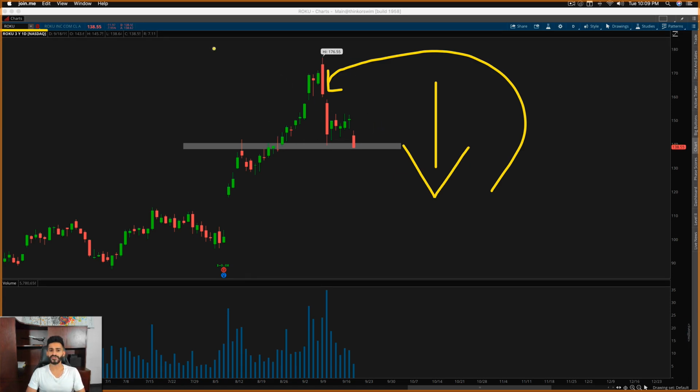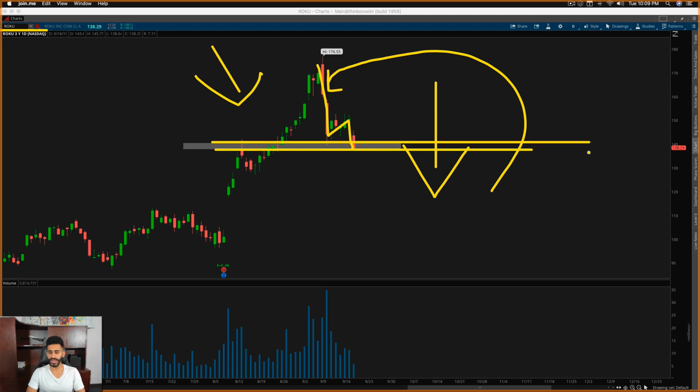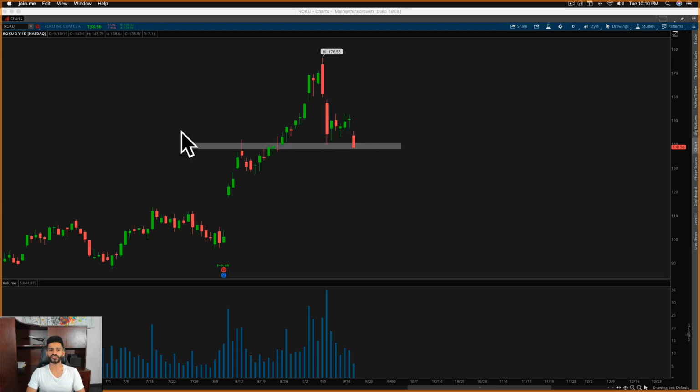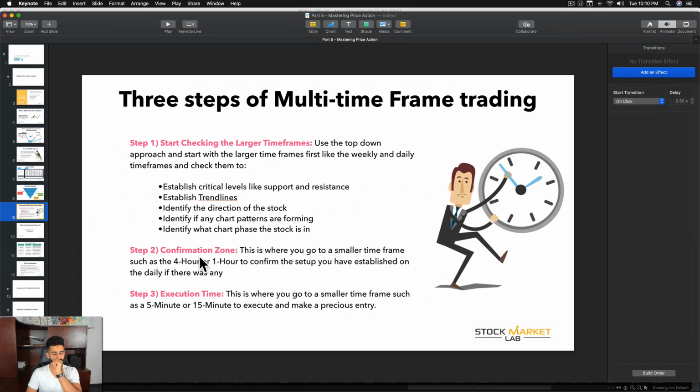So there's a lot of downward pressure for Roku during this moment, and price action showcased that it was very, very crucial. Now, if Roku is able to break this 138, 139, 140 area, we can now take on a solid high probability trade. Now, we can't trade it just off the daily time frame. This is where we work our way down for the confirmation zone.